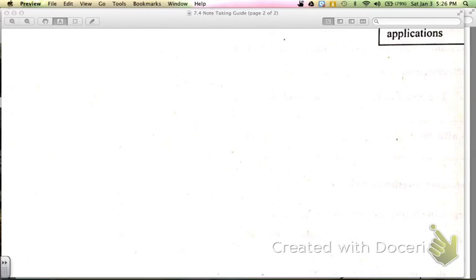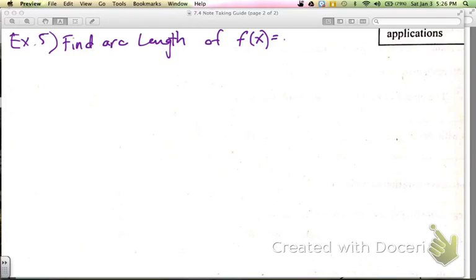So for example 5, let's write that down. Example 5 says find the arc length of this graph. If you look at page 504 in your textbook, you'll see that graph. So find the arc length of f of x equals 1/2 x squared from x equals 0 to x equals 1.